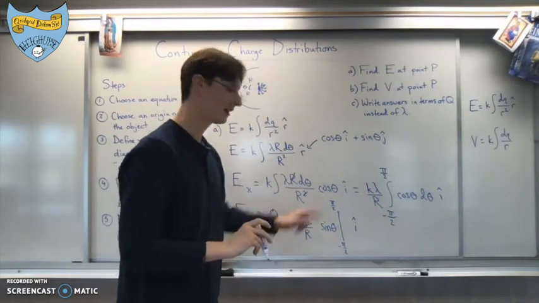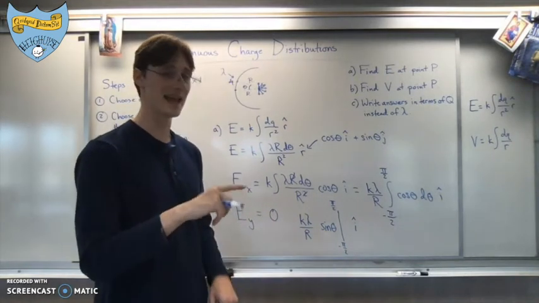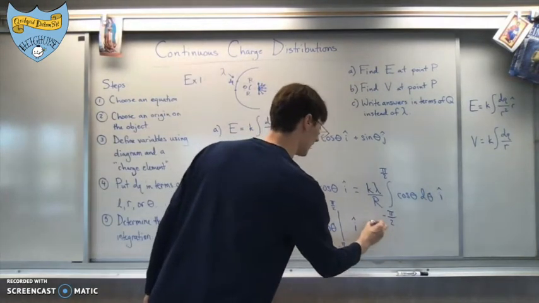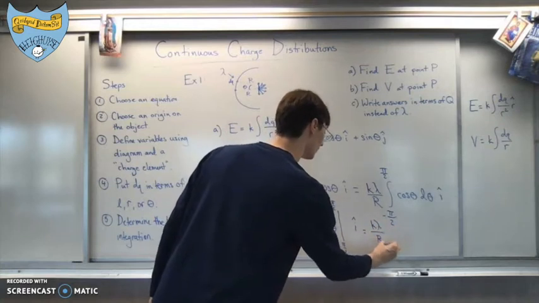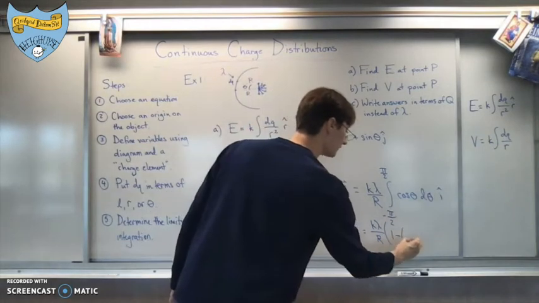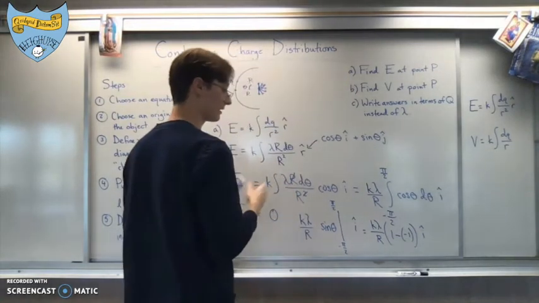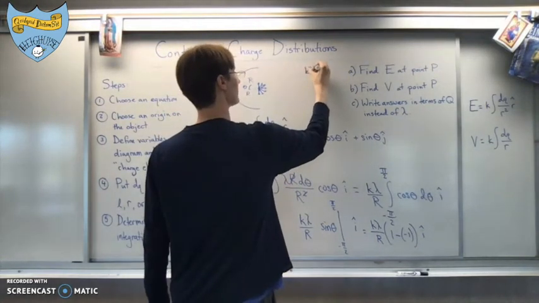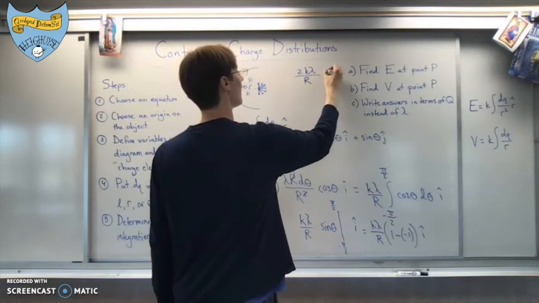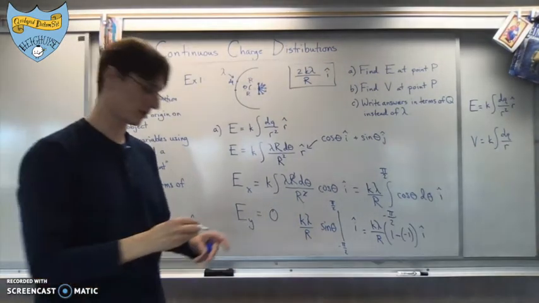Sine of pi over 2 is 1. Sine of negative pi over 2 is negative 1. So when we do our whole plugging in the bounds thing, we're going to have k lambda over r times 1 minus negative 1. So when all is said and done, simplifying that, the electric field at point P is going to be 2k lambda over r I hat. And we're done. That is the answer for part A.